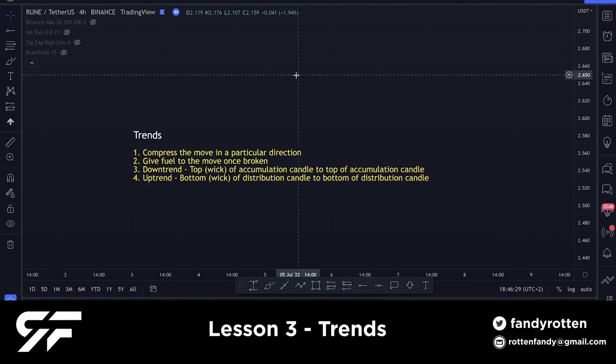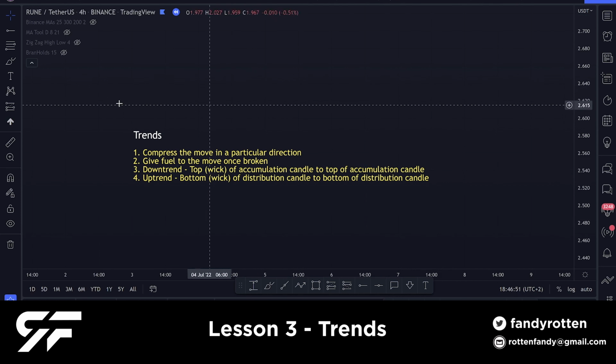All right, guys, so let's talk about trends in this lesson. Some of the advanced guys might find most of the information in here redundant, but there might be something in there that they might find useful as well. For the beginners, for sure, it'll be a useful lesson. So let's dive into it.